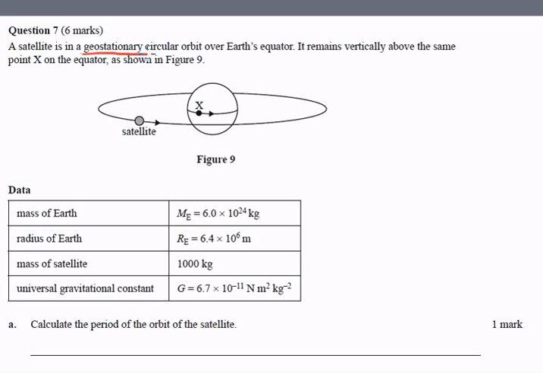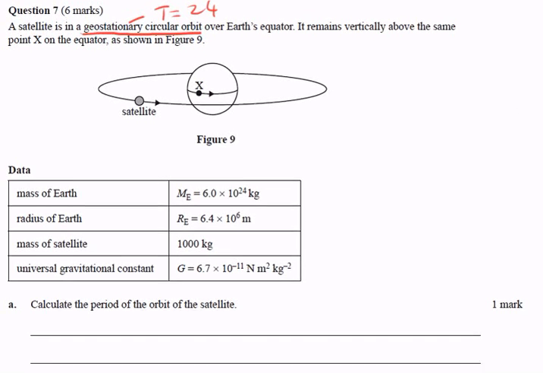As you're reading your questions very carefully, you've noticed that with a geostationary orbit the time is equal to 24 hours. It takes 1 day. It remains vertically above the same point above the equator. We've got the mass of the Earth, radius of the Earth, the satellite's mass, and they've given us G, the constant. Alright, calculate the period of the orbit of the satellite.